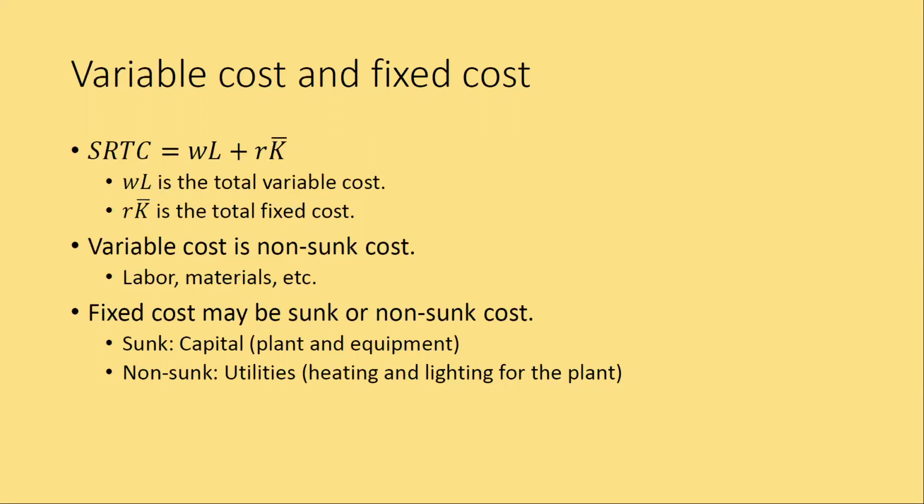So the short run total cost is W times L plus R times K bar. The part R times K bar is our total fixed cost. The part W times L is the total variable cost, because should the firm choose to produce 0 units of output, the firm wouldn't have to hire any labor and wouldn't incur any of the variable cost.